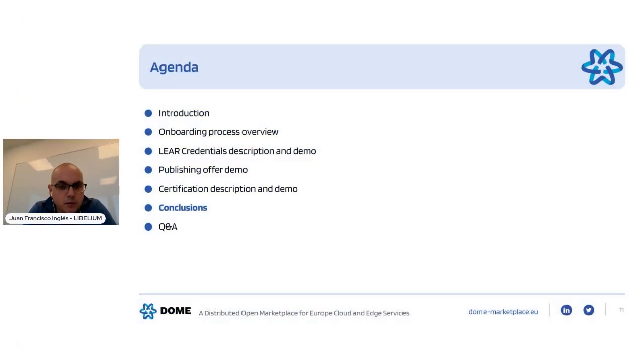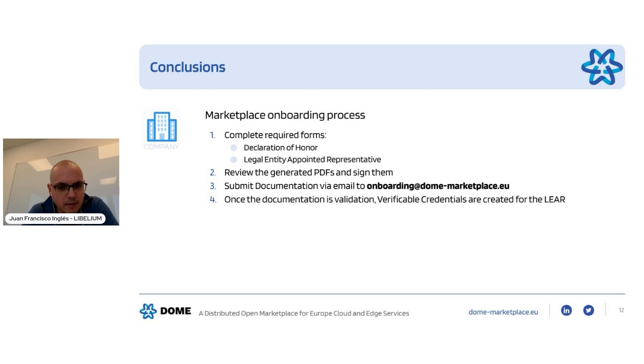We've now reached the conclusion of the webinar. Next slide, please. Thank you. So first, we have seen the marketplace onboarding process in which we need to complete some required forms. Those forms are going to generate some PDFs that need to be reviewed and signed. And then the PDFs will be submitted via email, and the onboarding team will be able to validate all the information, and if everything is okay, they are going to generate verifiable credentials for the user.